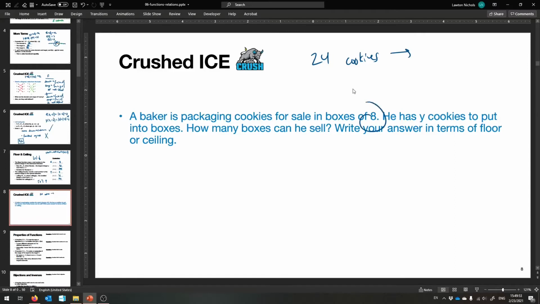Then for sure he's putting 8 cookies in a box, and we have 24. That goes in cleanly, so he's making 3 boxes, right? 3 boxes, none left over. We are golden. That was the right number of cookies to make. What if, though? What if the baker had 25 cookies? What if Y equaled 25?